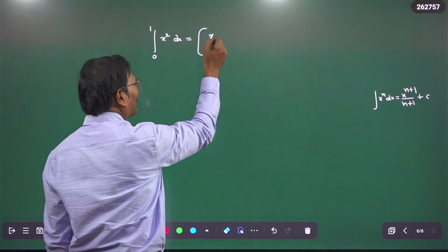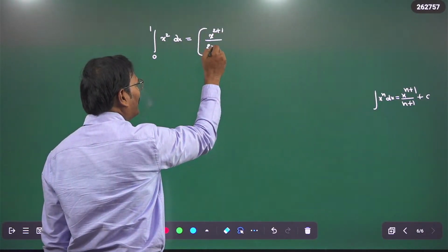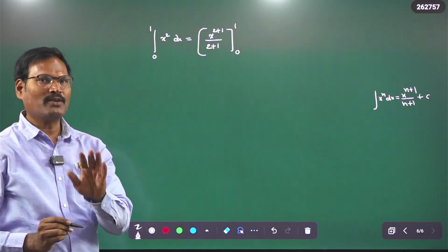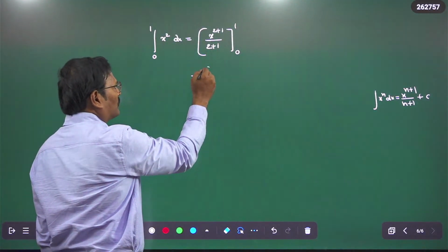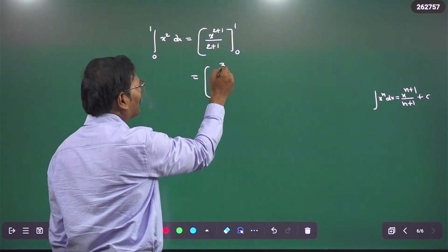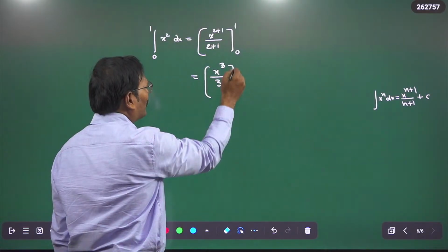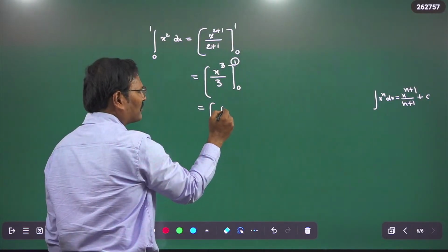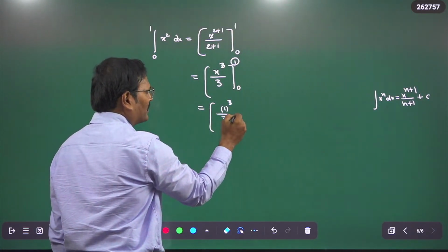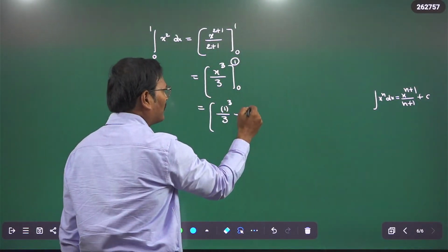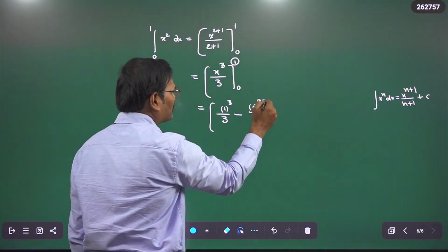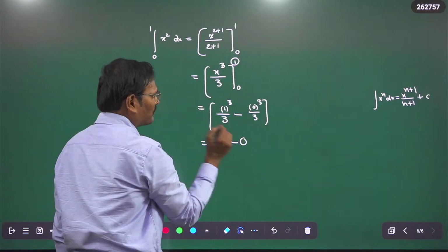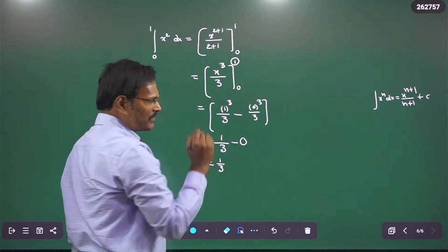So x square, so x to the power of 2 plus 1 by 2 plus 1, with limits 0 to 1. Before substituting the upper limit, I am simplifying it. X cube by 3, 0 to 1. Now first I am substituting the upper limit in place of x: 1 cube by 3 minus, next I am substituting the lower limit, 0 cube by 3. So 1 cube means 1 by 3, 0 by something is 0. So the answer is 1 by 3.